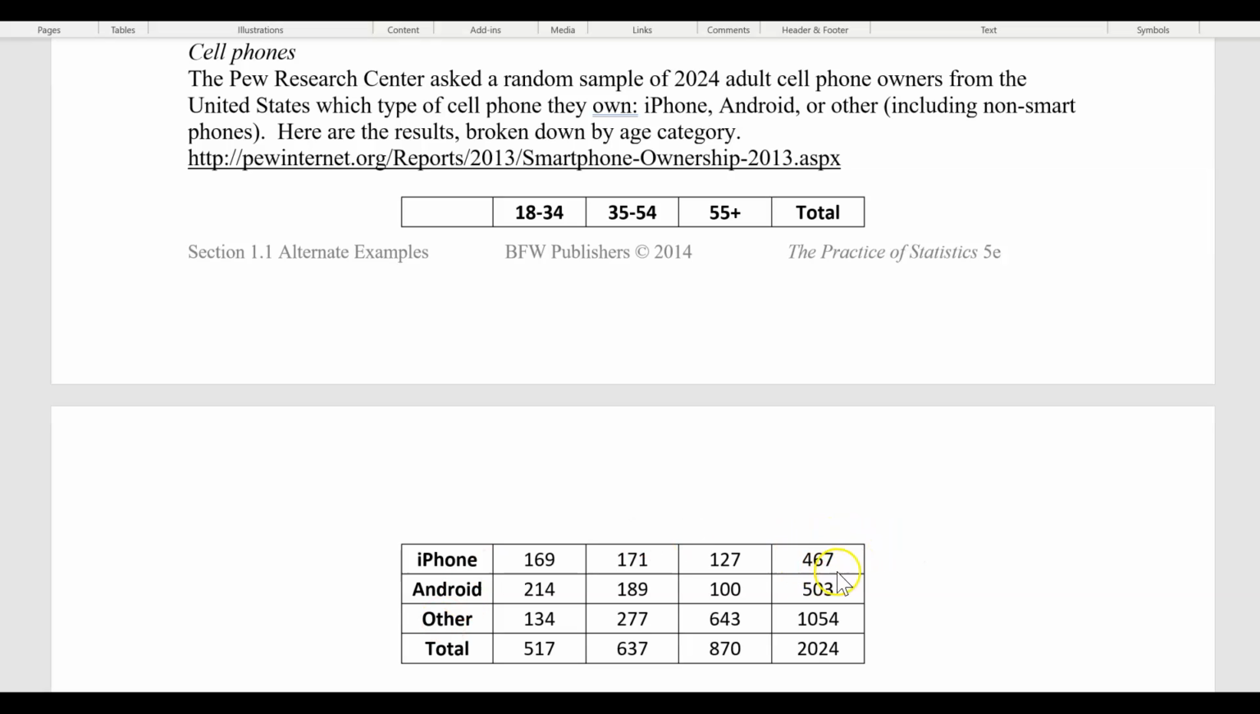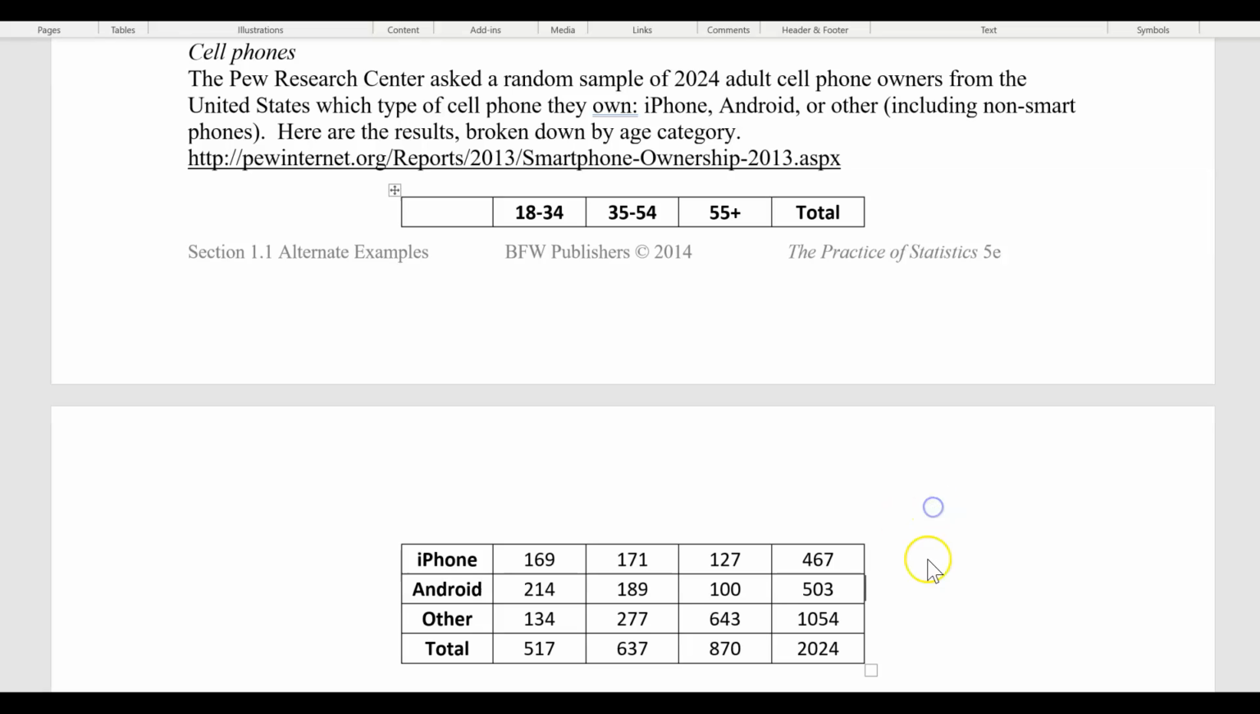We can say 467 out of the total 2024 had iPhones. 503 out of the 2024 had Androids. And then 1,054 out of the 2024 had something other. We call that a marginal distribution, because what did I do? I grabbed my numbers from the margins. It gives me a breakdown of who has what types of phones out of the total. That's what we will call our marginal distribution. And that would be, for starters, a much more helpful way to look at these numbers.